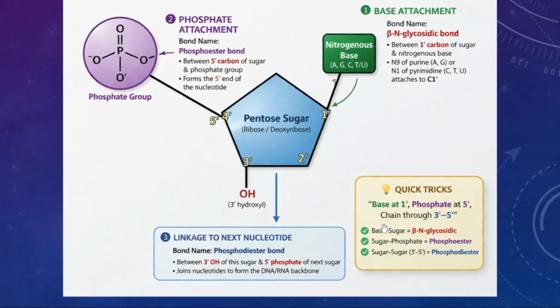Phosphate at 5', chain through 3' to 5'. Base and sugar, what is the bond? N-glycosidic. Sugar and phosphate, phosphoester. Sugar and sugar, phosphodiester. This one is one sugar, and next one more sugar will be there, no? The bond between those two sugars is called what? Phosphodiester. This is a quick trick you can remember very quickly.